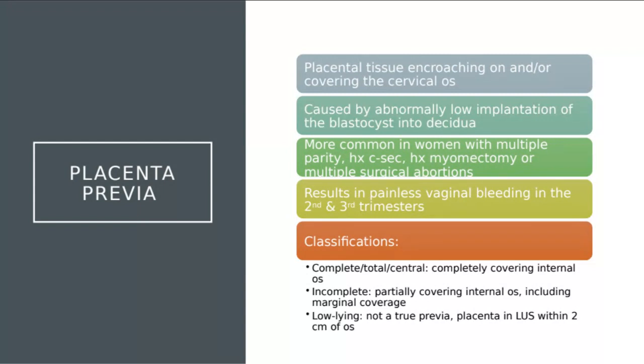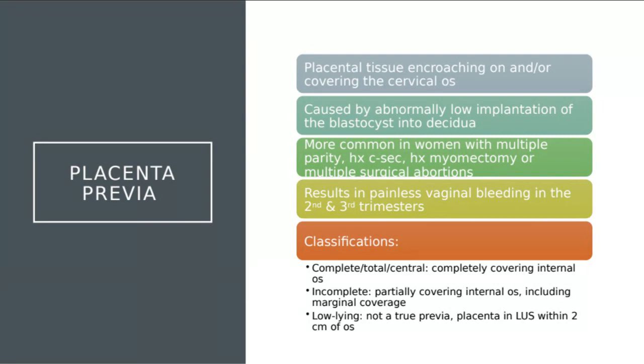As it stretches, the placenta is going to stretch with it, and it's going to appear to move further away from the cervix. So you can have a low-lying placenta, which is not really considered a true previa, because if you are within that 2 centimeters of location from the cervical os, as your uterus grows, the placenta will move further away from it because of the stretching of the uterus.